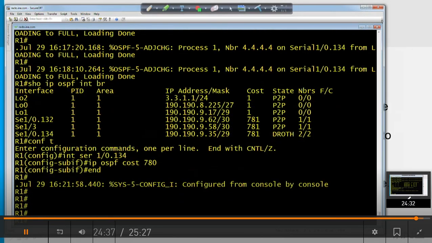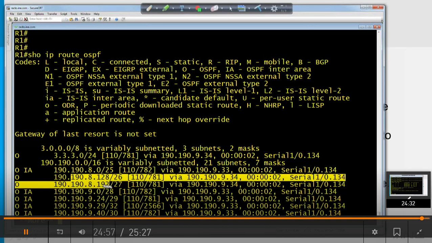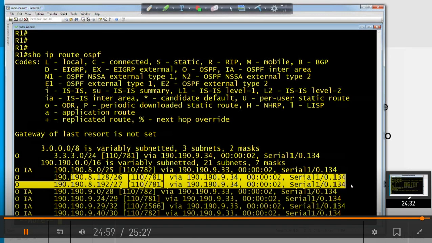Okay, the moment of truth. It should be a pretty instantaneous change. Show IP route OSPF. And yep, there's the loopback 2 or network X, reachable via the non-broadcast multi-access. And here are the other 2, also reachable via the non-broadcast multi-access network H. So that worked.